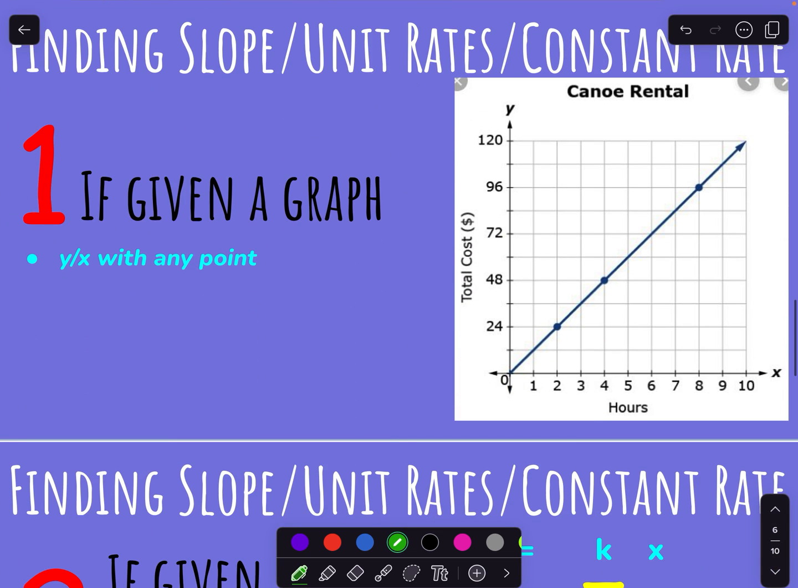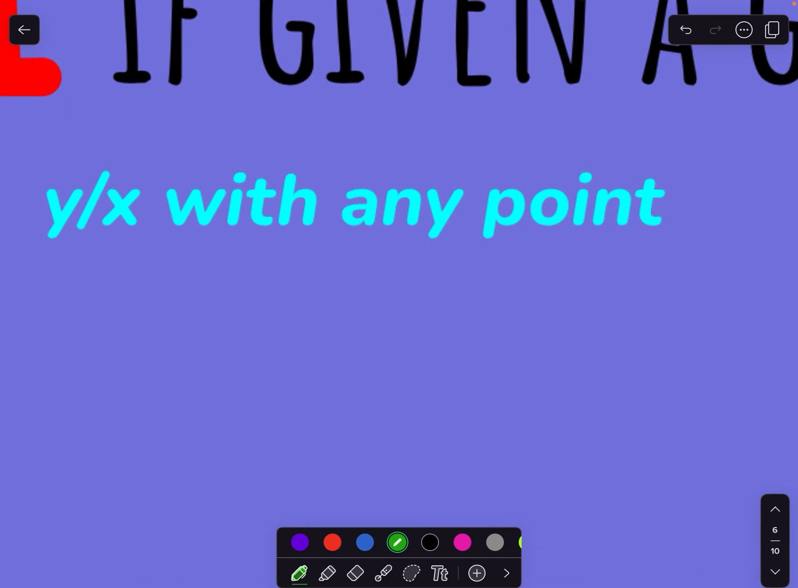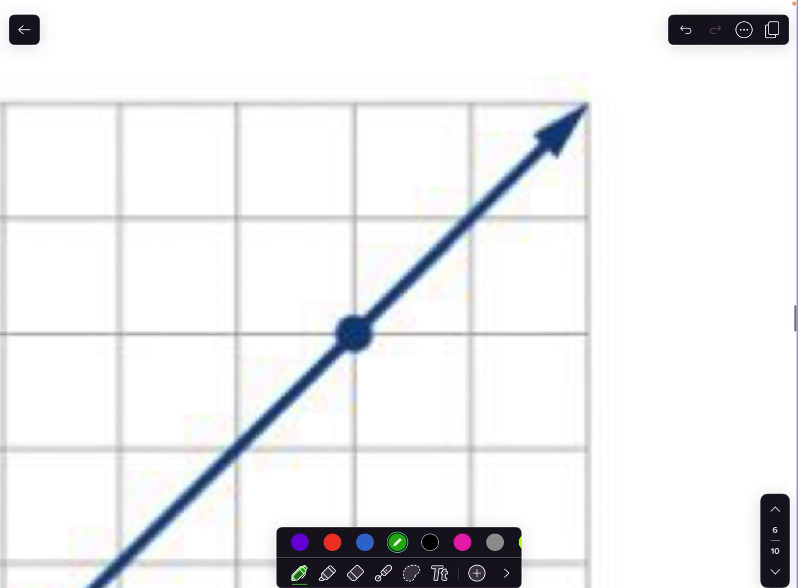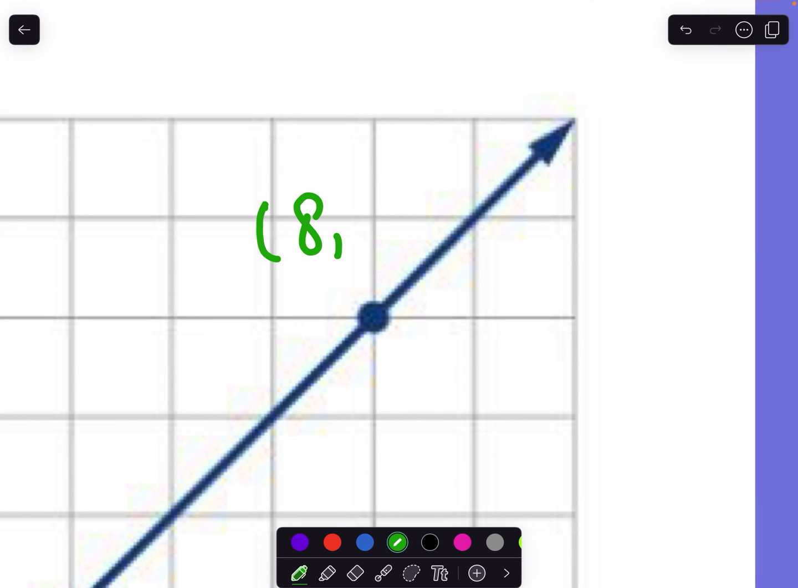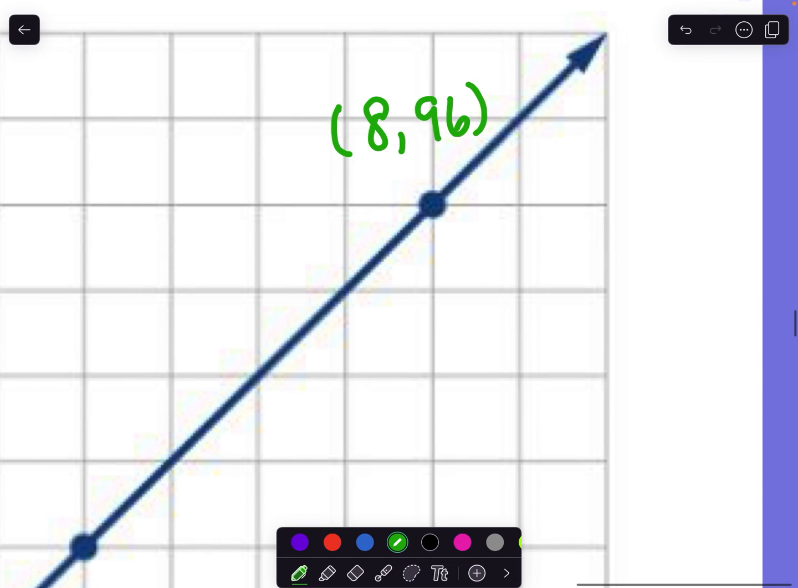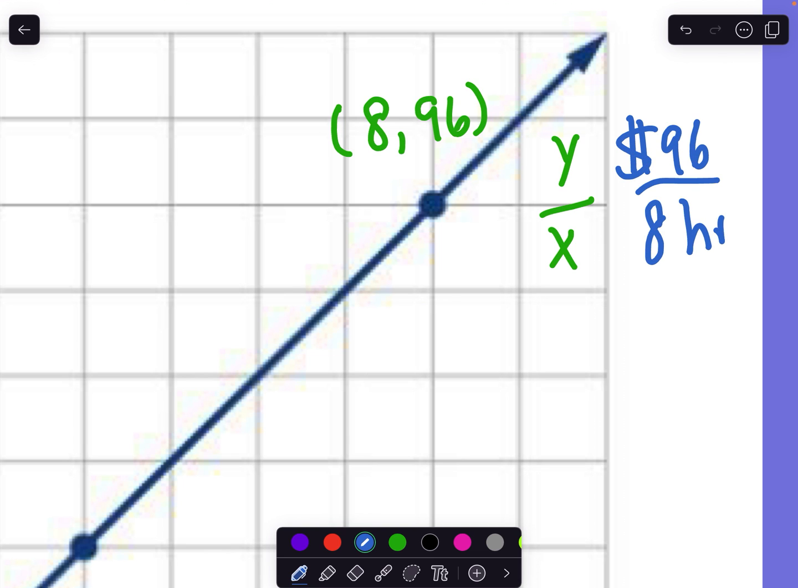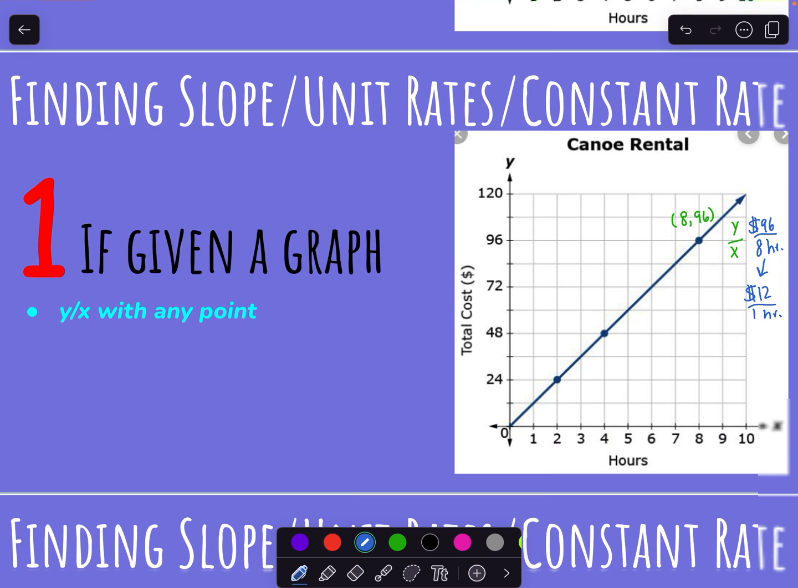One last way, if you have a graph, just do y divided by x with any point. Let's take that same point. We just said this was x is 8, y is 96, I think. Yeah, we could do y divided by x. So this would be $96 divided by 8 hours. 96 divided by 8 is $12 for 1 hour. So lots of different ways if you have a graph that you can find the unit rate, the k, it's all the same thing. Lots of ways you can figure that out.